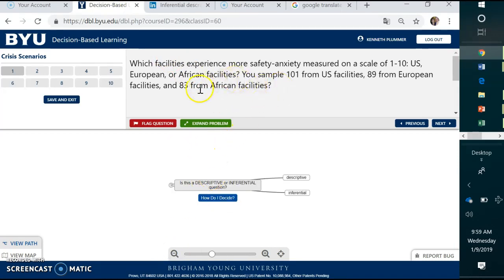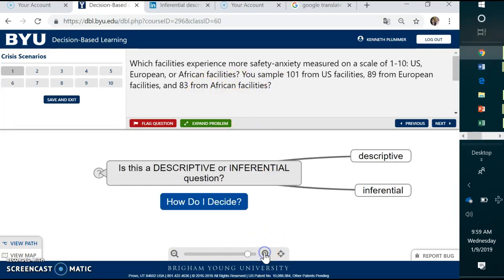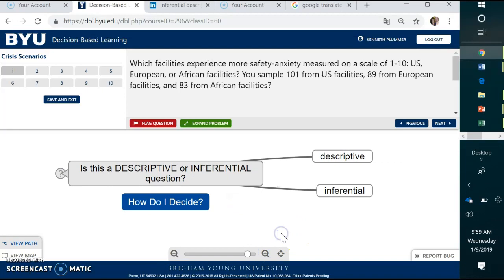Now, as you look at this problem, Chris, what would you say? Is this a descriptive or inferential question? So which facilities experience more safety anxiety measured on a scale of 1 to 10, US, European, or African facilities? We have samples from each, and they are going to be used to generalize the facility, so it should be inferential.